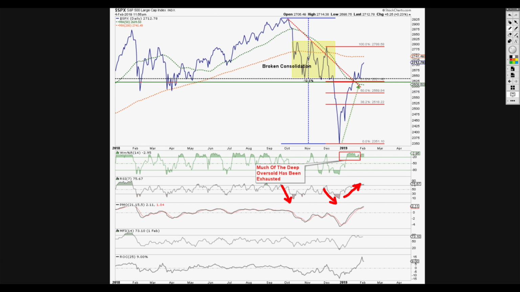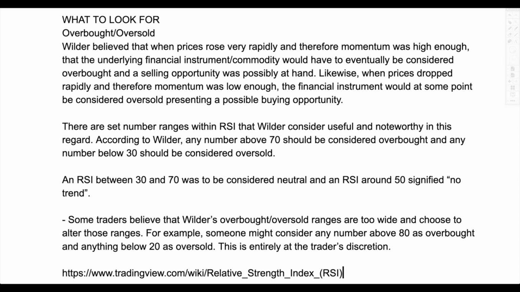Now I want to break down all the details of the RSI in relation to what you need to be looking for. Wilder, the creator of this particular index, believed that when prices rose very rapidly and therefore momentum was high enough, the underlying financial instrument or commodity would have to eventually be considered overbought and a selling opportunity was possibly at hand. Likewise, when prices dropped rapidly and therefore momentum was low enough, the financial instrument would at some point be considered oversold, presenting a possible buying opportunity. It's pretty simple in this regard. Of course, there's more detail on that, but I just wanted to give you the basics here.